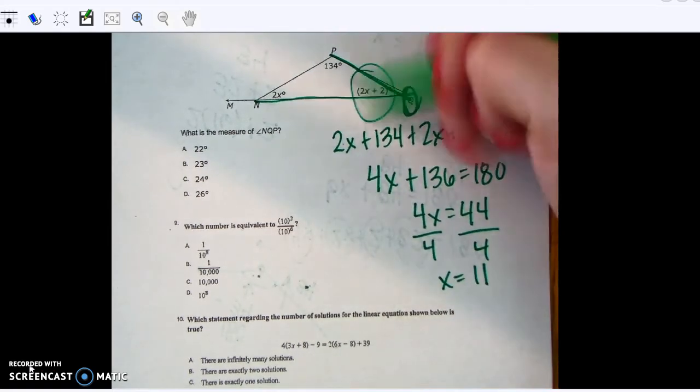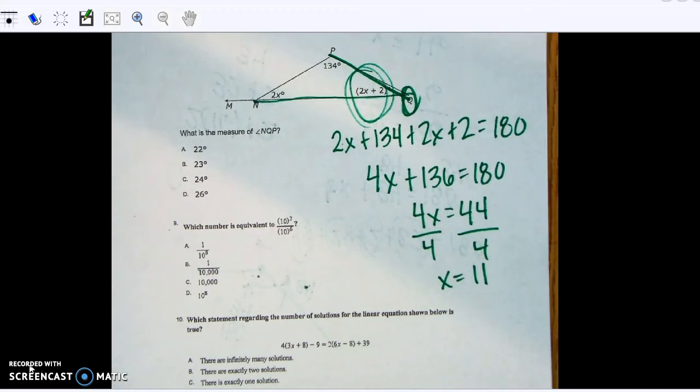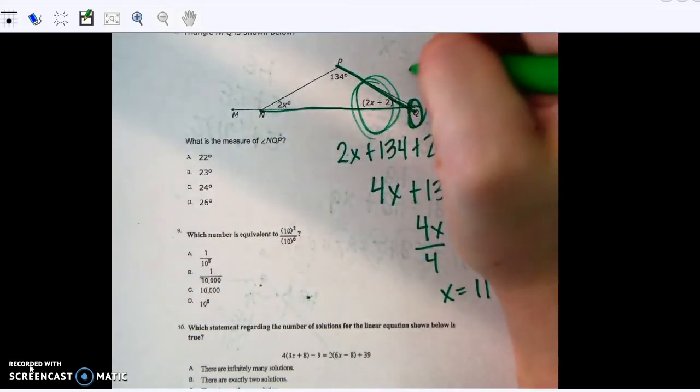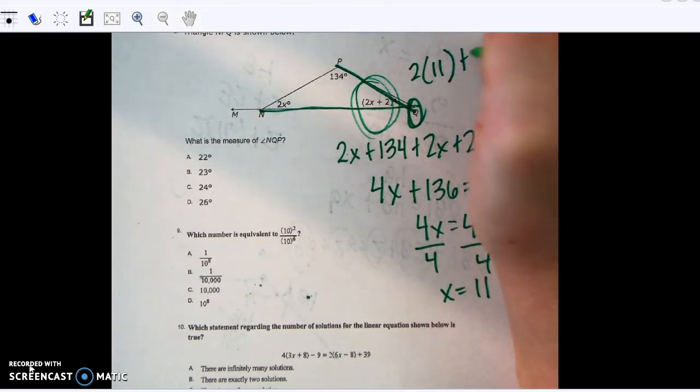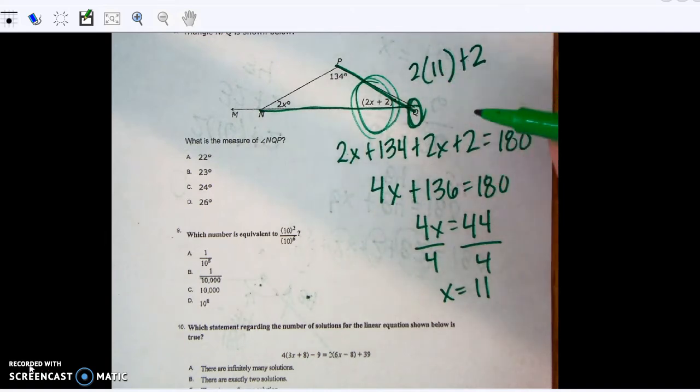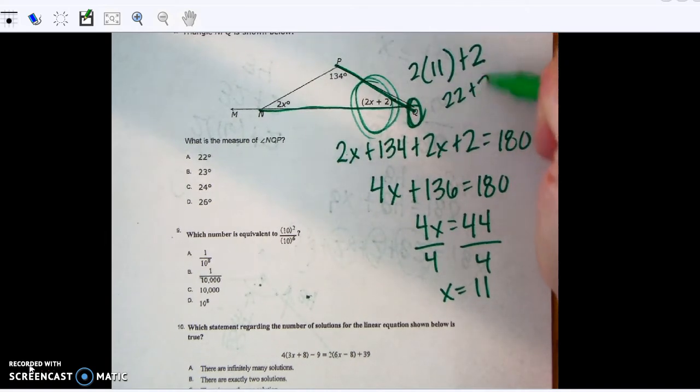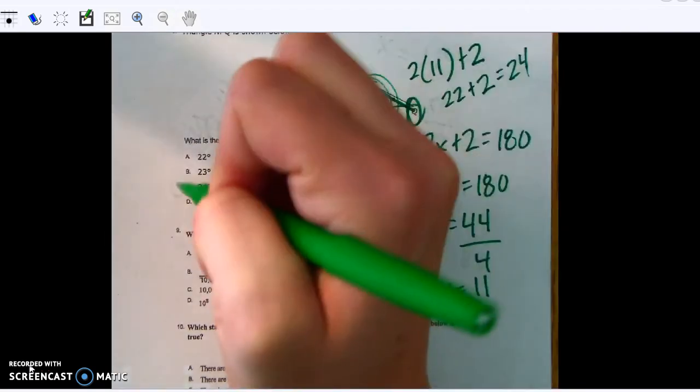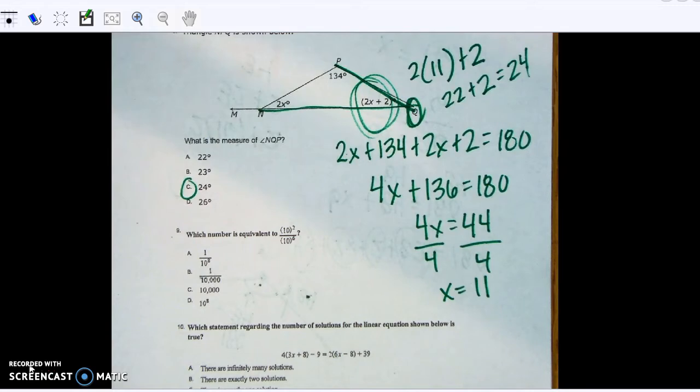So then I want to find this angle measure, which means I can substitute 11 for x. 2 times 11 plus 2. 2 times 11 is 22, plus 2 is 24 degrees, which would be C.